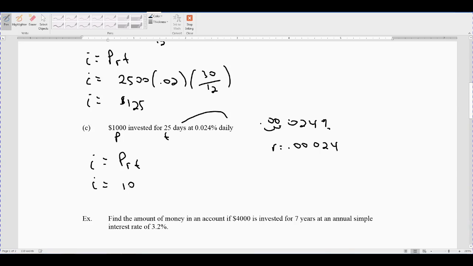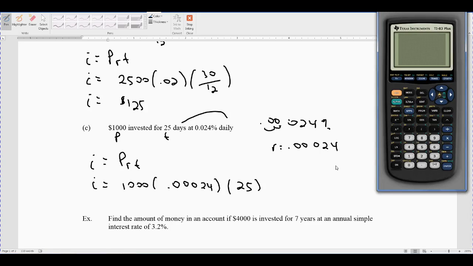So P is 1,000. R is 0.00024. And then time is 25. Take out our calculator. So we have 1,000 times 0.00024 times 25. $6.